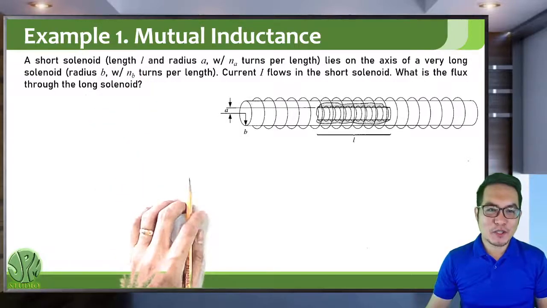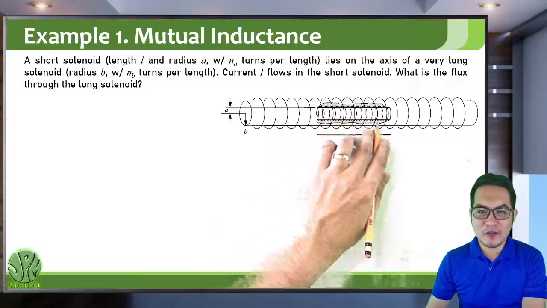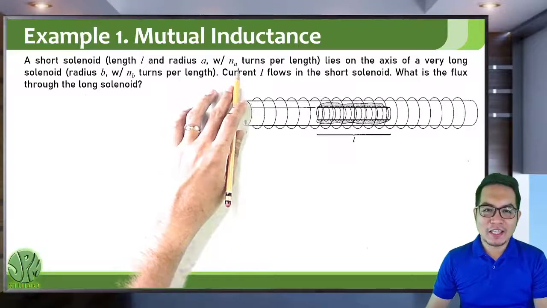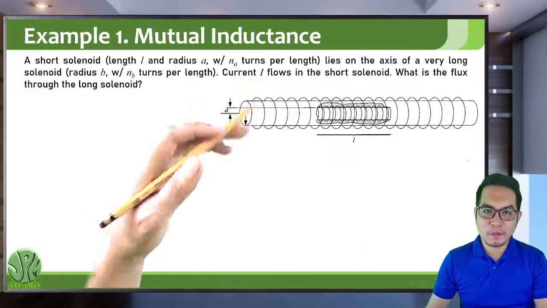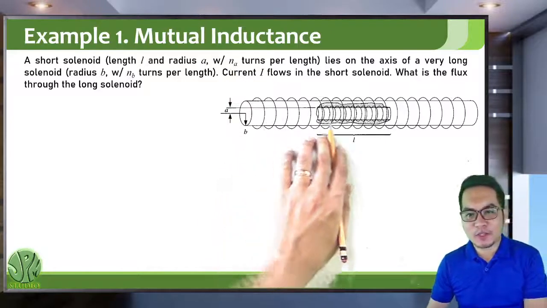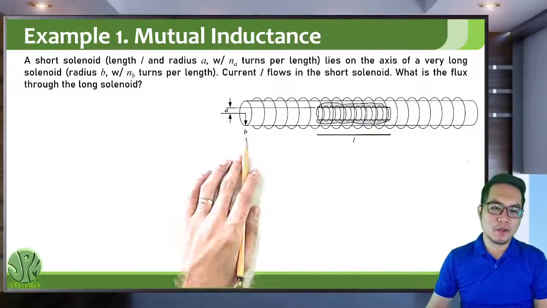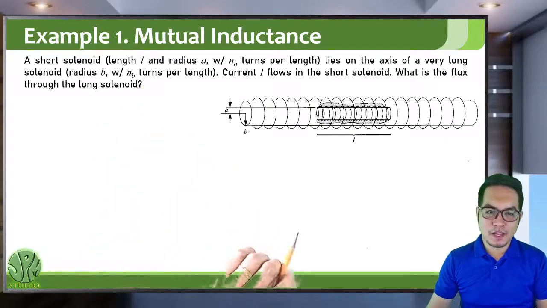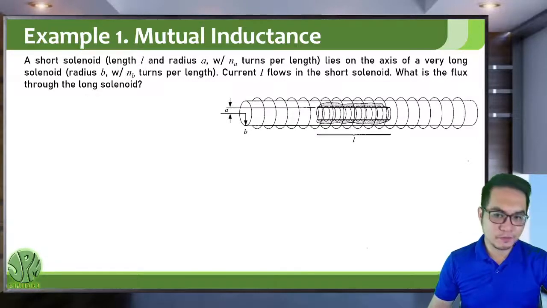So we have a short solenoid, of length l and radius a, with n_a turns per unit length. It lies on the axis of a very long solenoid. There's a second solenoid, a very long solenoid, with radius b and n_b turns per unit length. Current I flows in the short solenoid. So what is the flux through the long solenoid?